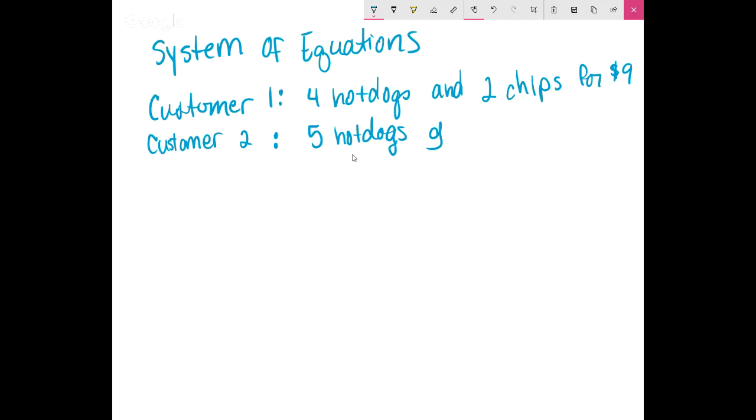I'm writing crazy. Hot dogs and 3 chips for $11.75. That's why you know it's a system of equations, because you got two different scenarios. These are two different people standing in line. One, they probably don't know each other. They are getting separate orders, and that's how you know it's a system of equations.